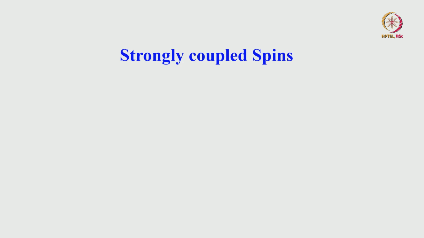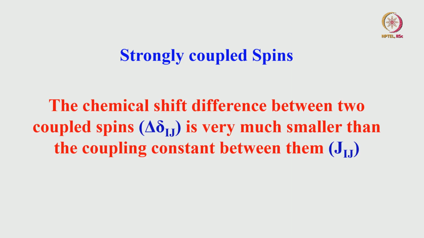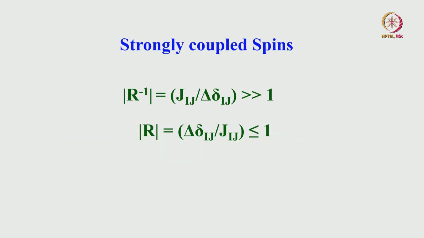Now we will go to the example of strongly coupled spins. So far we discussed weakly coupled. I told you the definition already. For spins to be strongly coupled, the chemical shift difference between them must be very much smaller than the coupling constant between them, or at the most of the order of the coupling. That is the condition I put in. Then they are strongly coupled. So go back to the same equations. J by delta, which in the other case should be very much smaller than 1, in this strongly coupled case should be greater than 1.